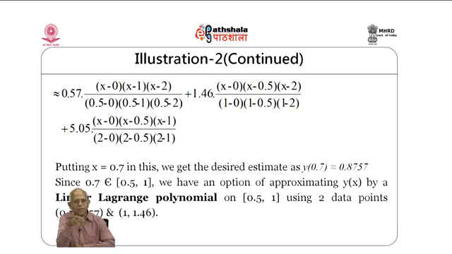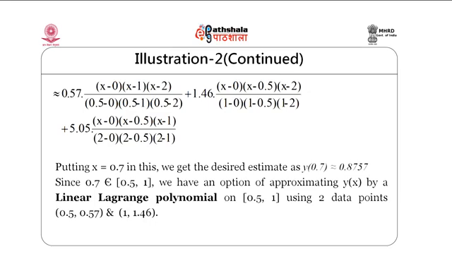And now, putting x equal to 0.7 in this expression on the right hand side here, we get the desired value of y. At that desired value, y at 0.7 is given by 0.8757.